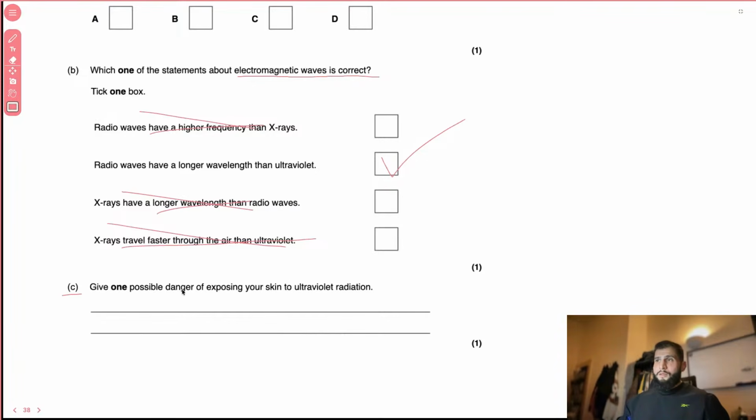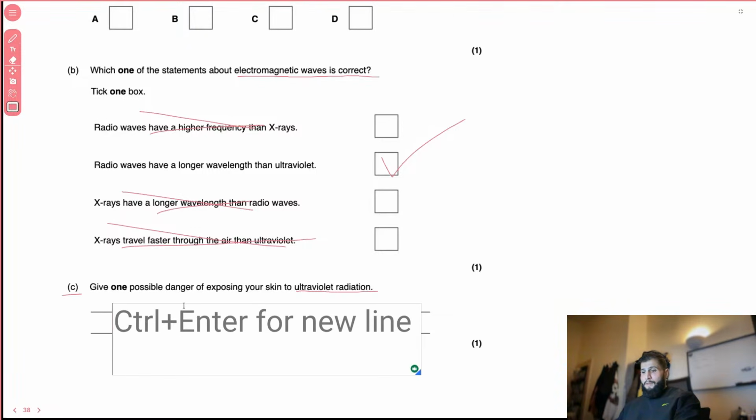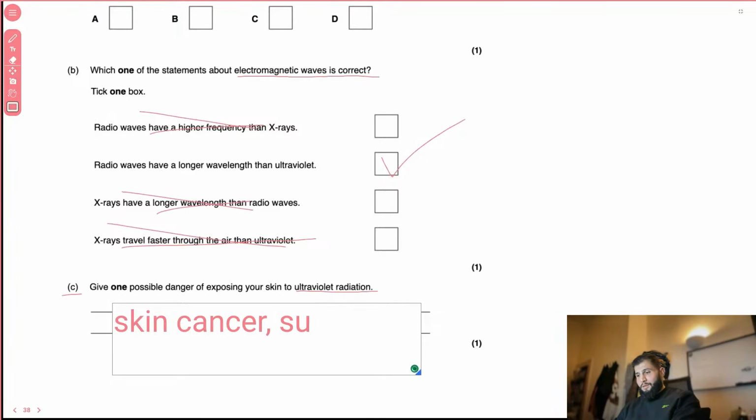Give one possible danger of exposing your skin to ultraviolet radiation. Yeah, very good. So we got skin cancer. Very good. What about aging? We got sunburns. Yeah, that works.